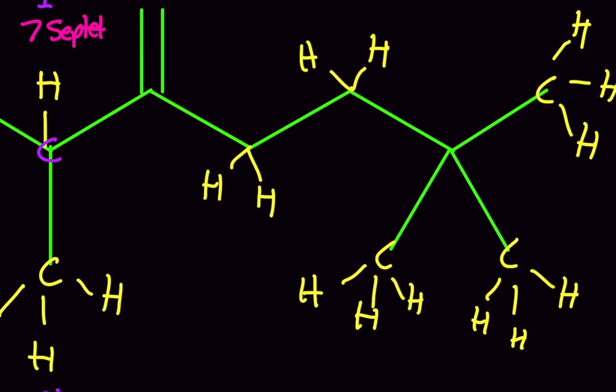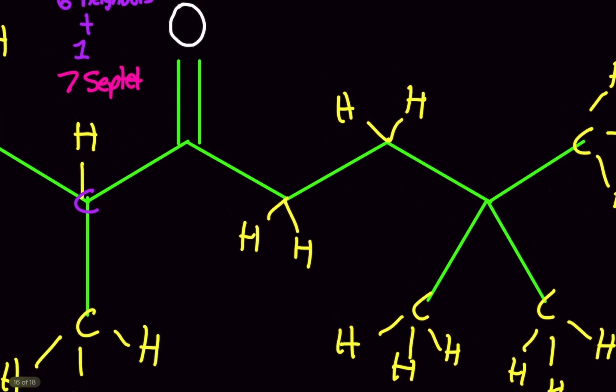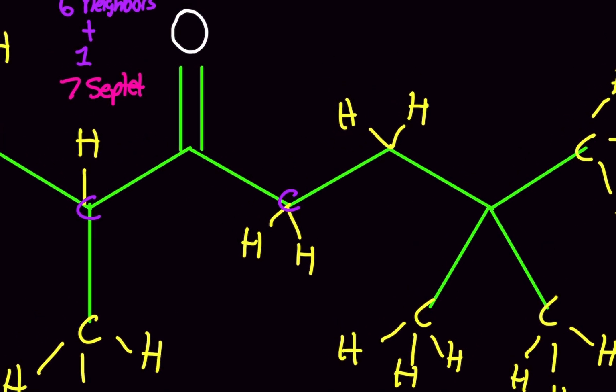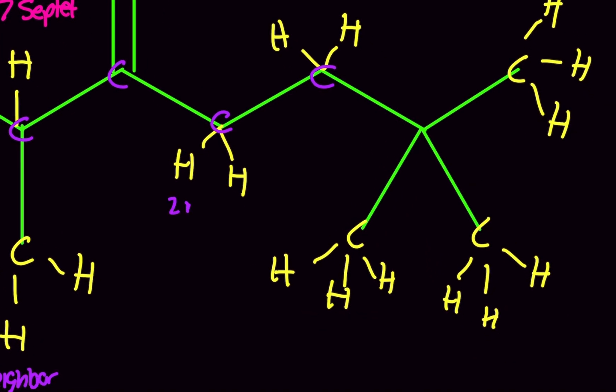What about this one? Okay, so we have carbon here, carbon here, carbon here. Starting from the hydrogens, we go 1 space, that's 1 carbon, and 2 carbons. We have 2 protons here in the vicinity. There are no protons here. So this is going to be 2 neighbors, also known as a triplet.